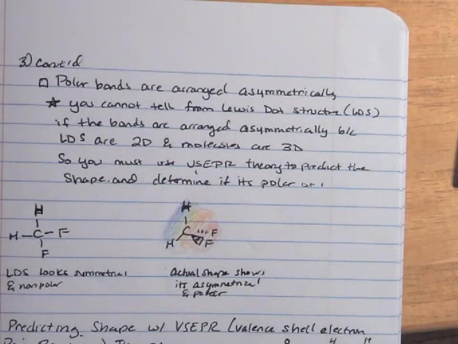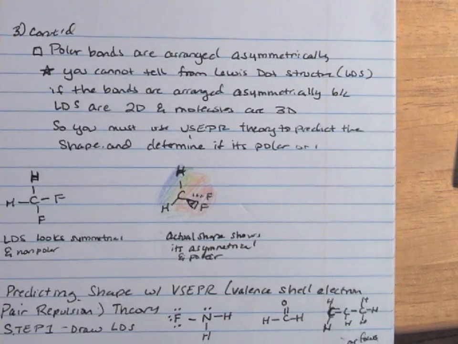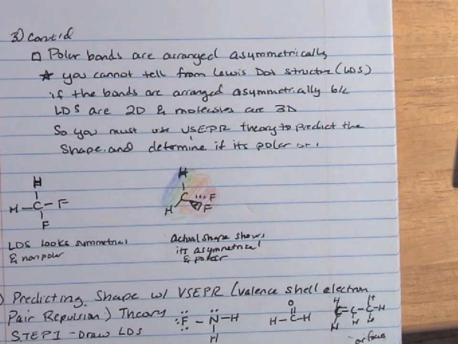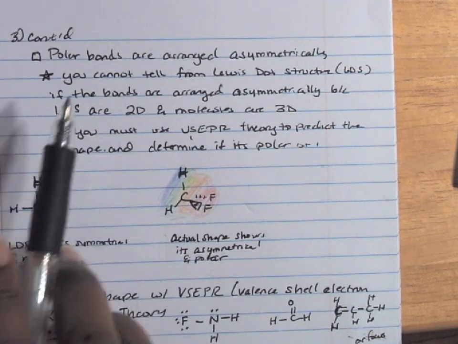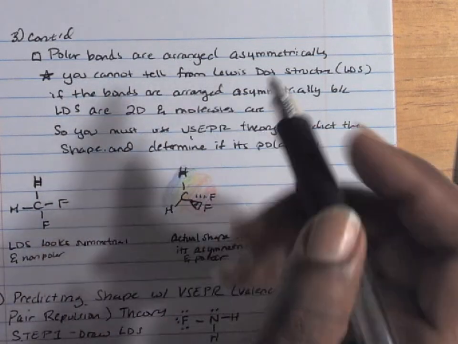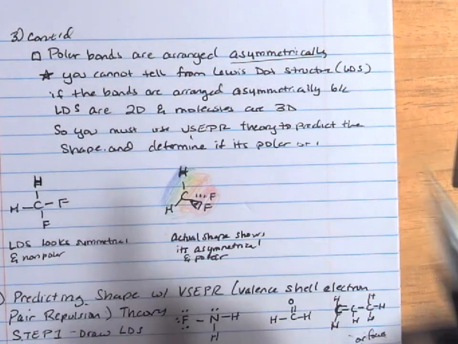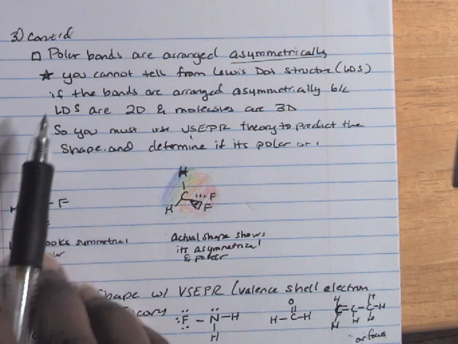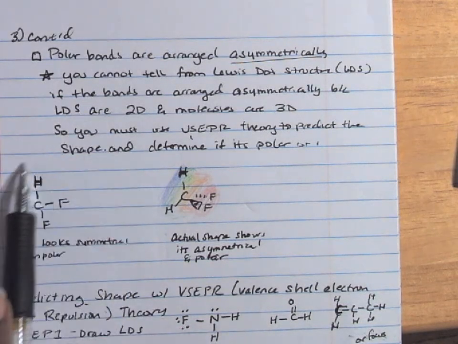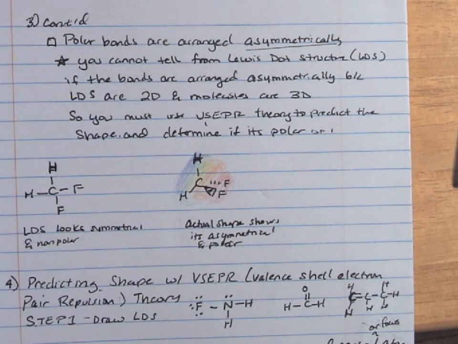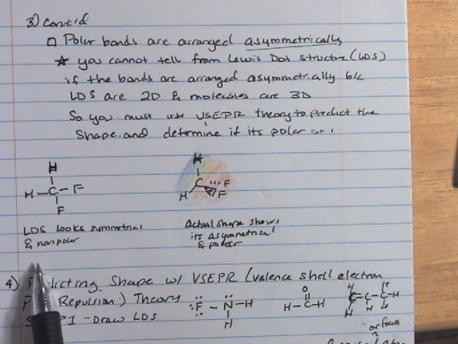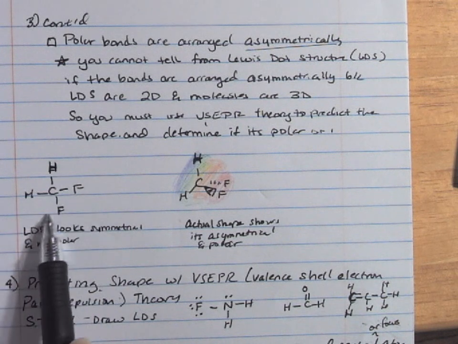Now let's go ahead and move on. So I said that there were 2 criteria for a molecule to be polar. It must have polar bonds. But the second part is that the polar bonds must be arranged asymmetrically, meaning that they can't be arranged evenly around a molecule. And you cannot tell that from a Lewis dot structure because Lewis dot structures are 2-dimensional, they're flat.